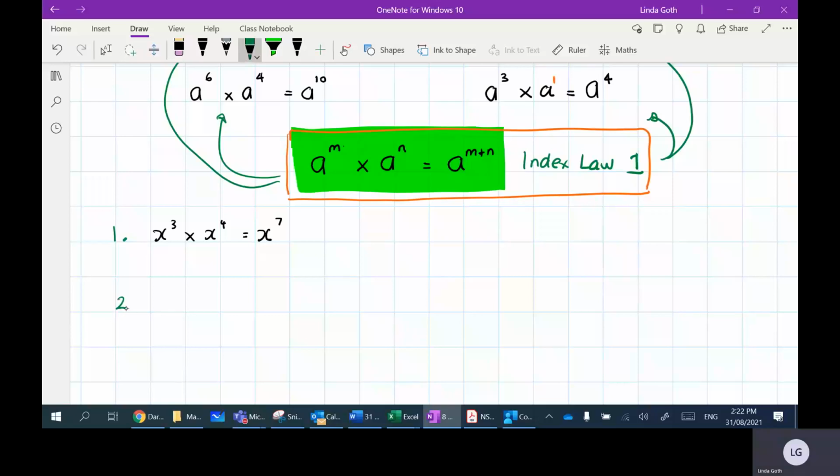I asked you for a to the power of 5 times by a to the power of 3 times by a, what would you put? I'm hoping you've got a to the power of 9. Remembering that the a is like having a to the power of 1. And 5 plus 3 plus 1 is 9.